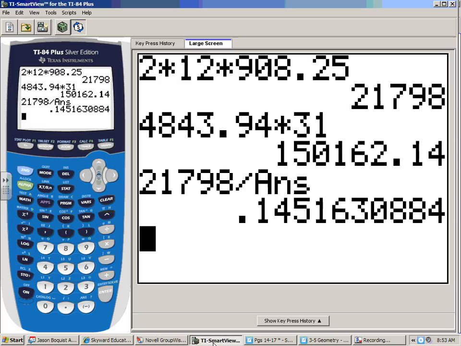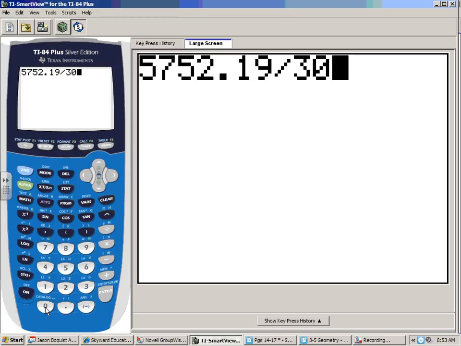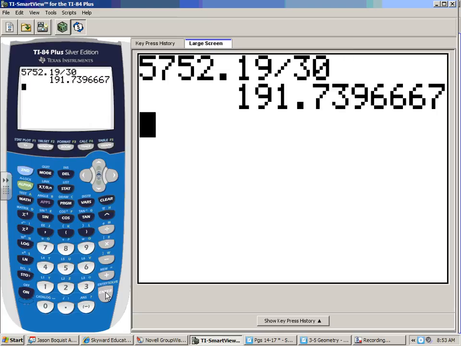Good. Let's get rid of all this stuff. Everybody's got this, right? All right, get that out of there. So 5,752.19 divided by 30, because that's how many payments she's going to make, right? Boom. Ugh, that's a horrible decimal. Can you actually pay that amount every month? Not really. What, are you going to start splitting up pennies or something? How are you going to do that?